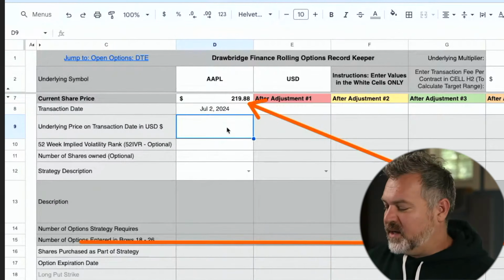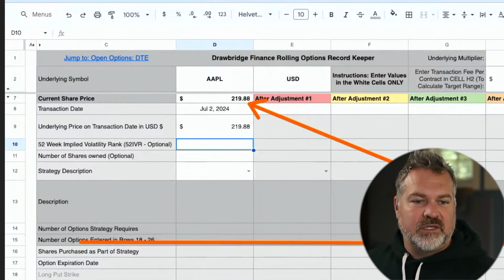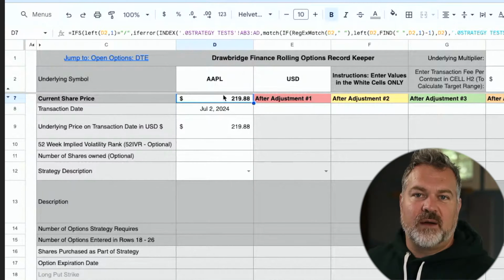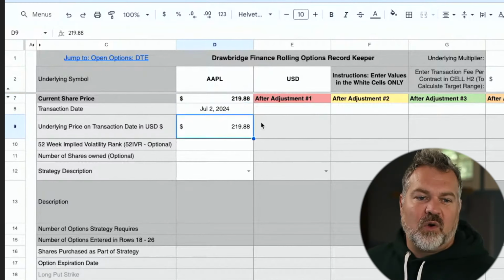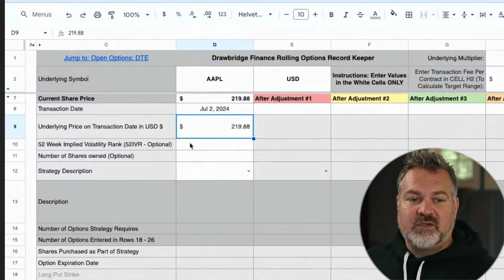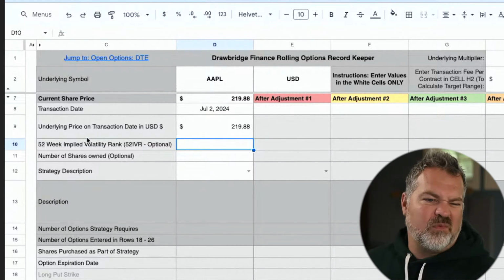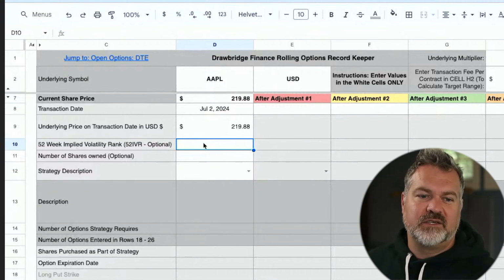So my underlying price right now is going to be $219.88, which is the current price. This cell D7 is always going to update with the current price. I'm just recording it as if I was opening the trade today. Now I can record any sort of notes, or typically the 52-week implied volatility rank. It gets recorded in this cell, but really row 10 is just made for notes. So we can put whatever notes we want in there.